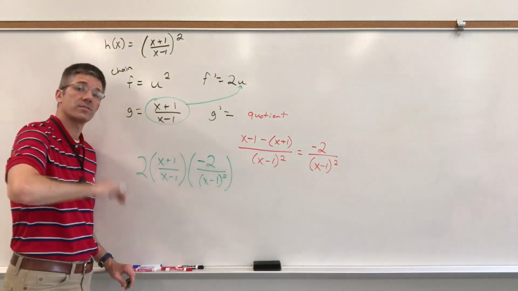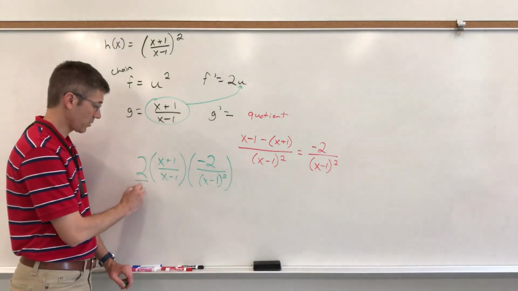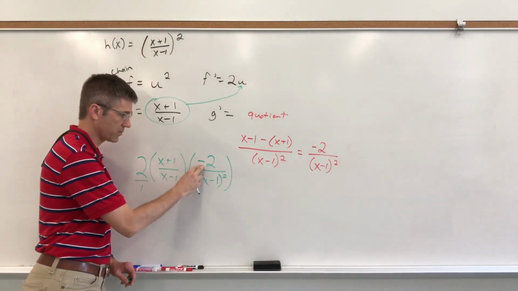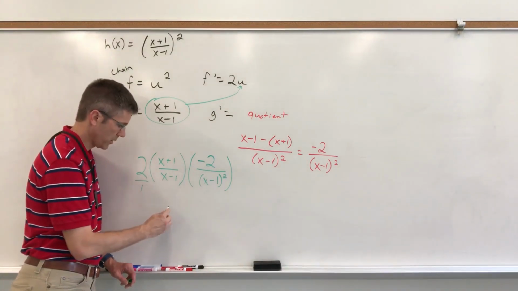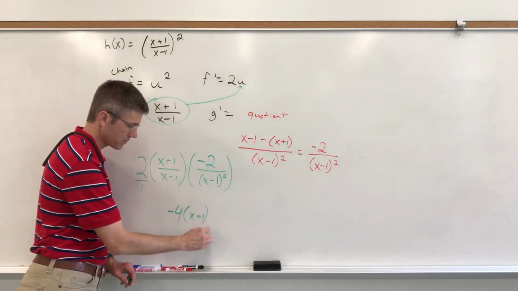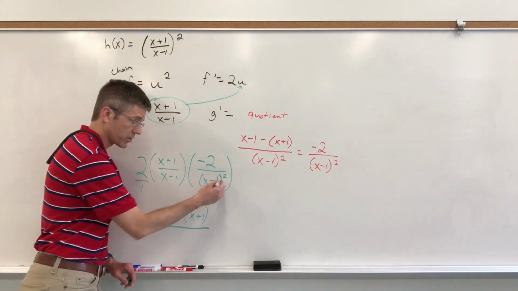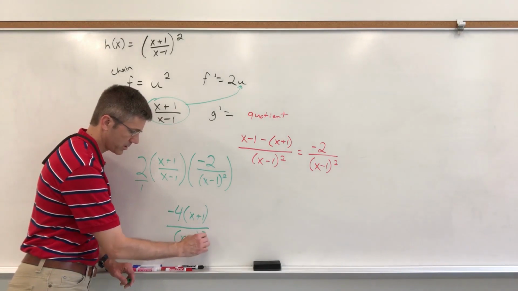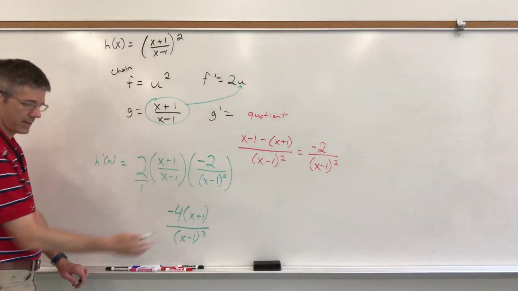Let's deal with numerators then denominators, and let's be real honest with ourselves. This is a numerator. This is really 2 over 1. Okay, so we have 2 times x plus 1 times negative 2. Okay, just the coefficients, or the constants, I guess you could say. 2, negative 2, it's going to give me negative 4, and then x plus 1. Okay, denominators. X minus 1 times x minus 1 squared. Oh, sounds like we have 3 of them. So x minus 1 to the 3rd power. So h prime is that right there.